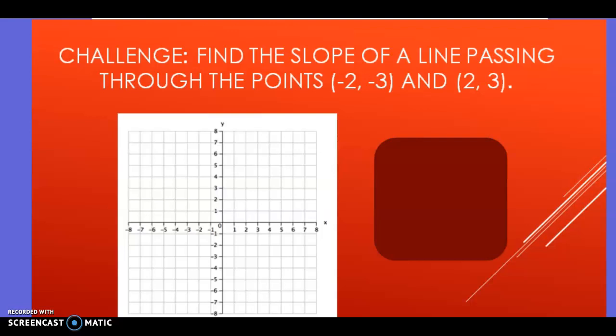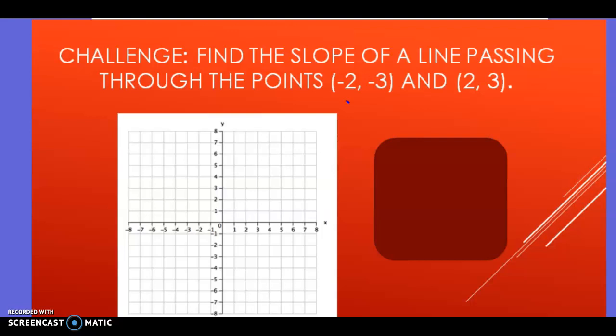What if I asked you to find the slope of a line passing through the points -2, -3, and 2, 3? We haven't done a problem like this before. What do you think you might do? Well, hopefully, since you've had a little bit of time to think about it, what you might have said is, well, let's go ahead and plot the points on the graph, and let's draw the line.